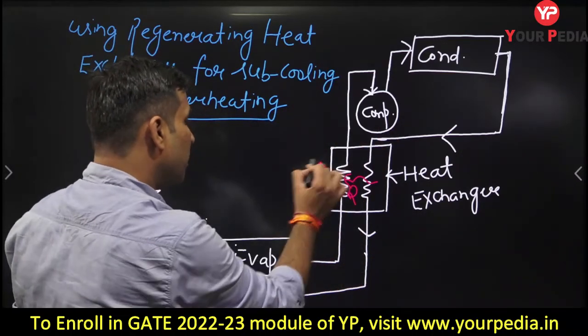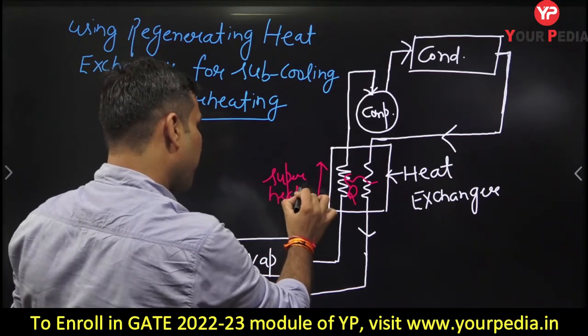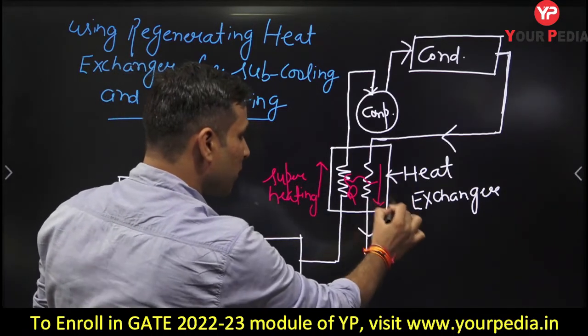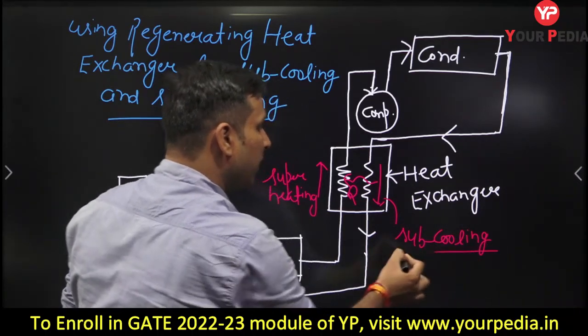From here to here, what will happen? Superheating. Okay, superheating. And from here to here, what will happen, children? That will be subcooling. That's why this is actually combined subcooling and superheating.